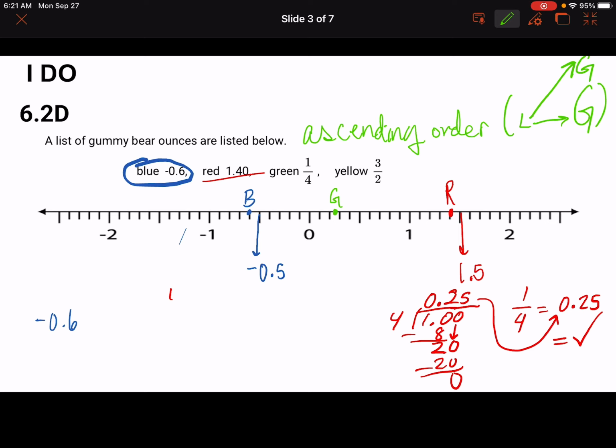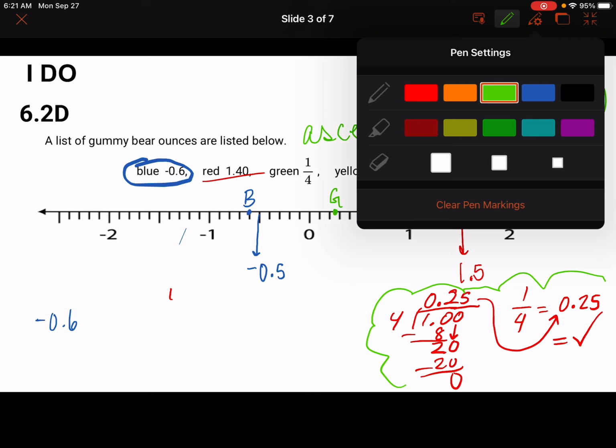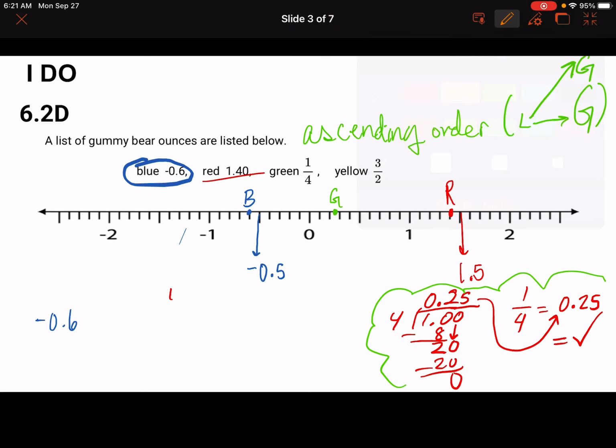And for yellow, I'll do orange for yellow, I've got 3/2, which I know is an improper fraction. I can subtract 2 over 2, which I know is 1 whole, and I get 1/2. So 3/2 is equivalent to 1 and 1/2, which I know is going to be right here.